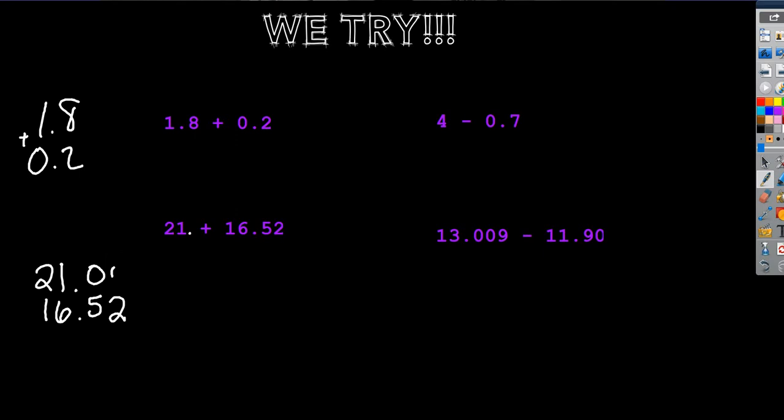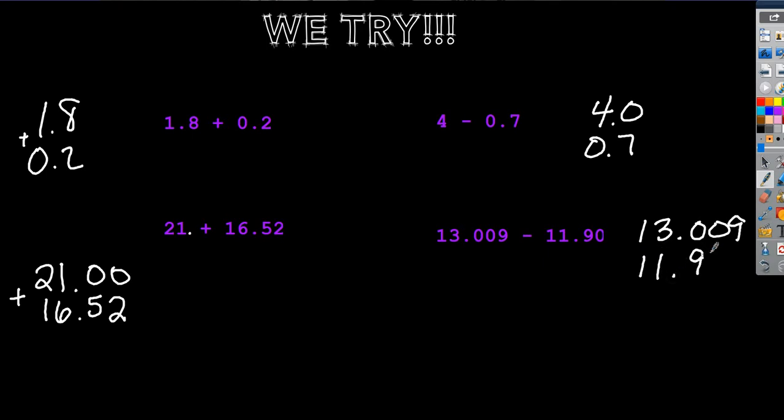Okay, and then I would add 2 zeros here. Here I would line up the 4 and the 0. And then I would add a decimal and a 0 after my 4. And then here I would line up my 13 and 9 thousandths. I would line up my 13 and my 11. Line up the 9 and the 0, and then I would add 1 more 0.